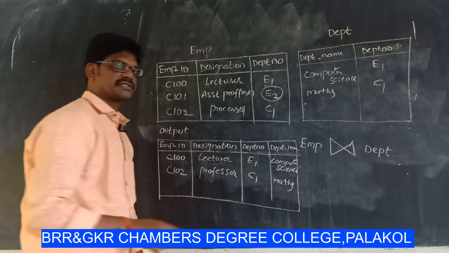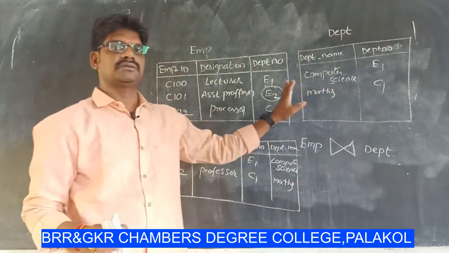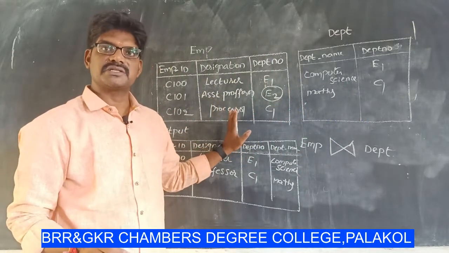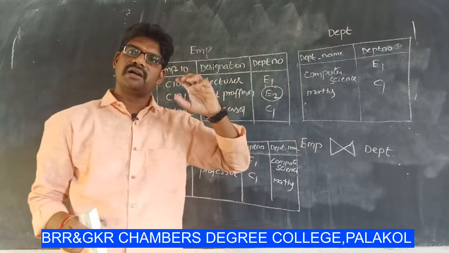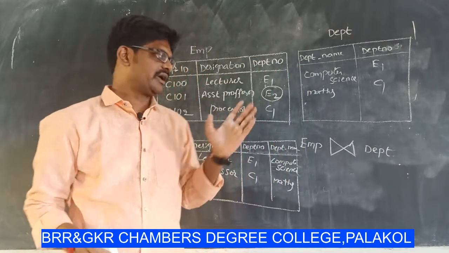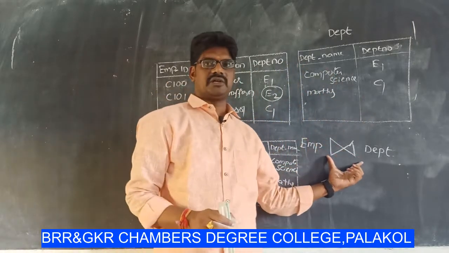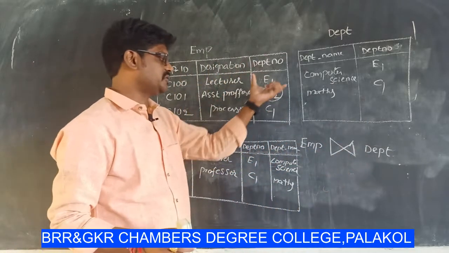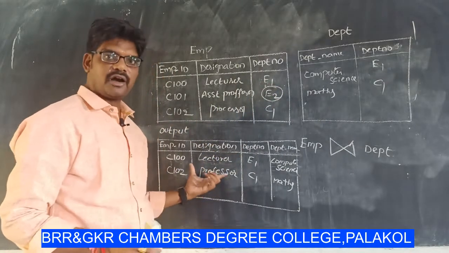So this is the natural join. Two relations are combined based upon the common attribute or common column between the relations. The name and the type of the attribute must be the same, and the data type must also be the same. We apply the natural join on two relations, and the matching common attributes are displayed as the output.